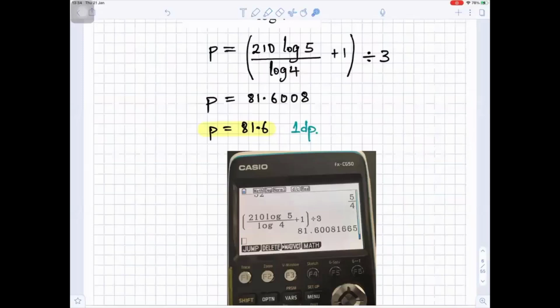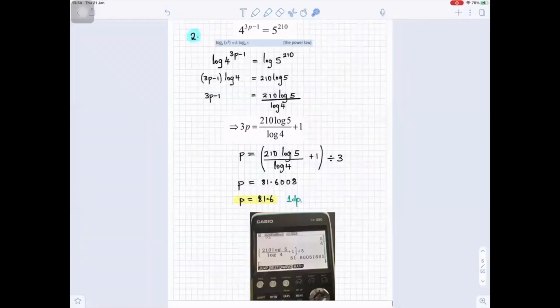When we put that in the calculator, we put 210 log 5 divided by log 4, plus 1, in brackets, divided by 3. You get 81.6008. And the answer to 1 decimal place is 81.6. So that's the complete answer for question number 2.